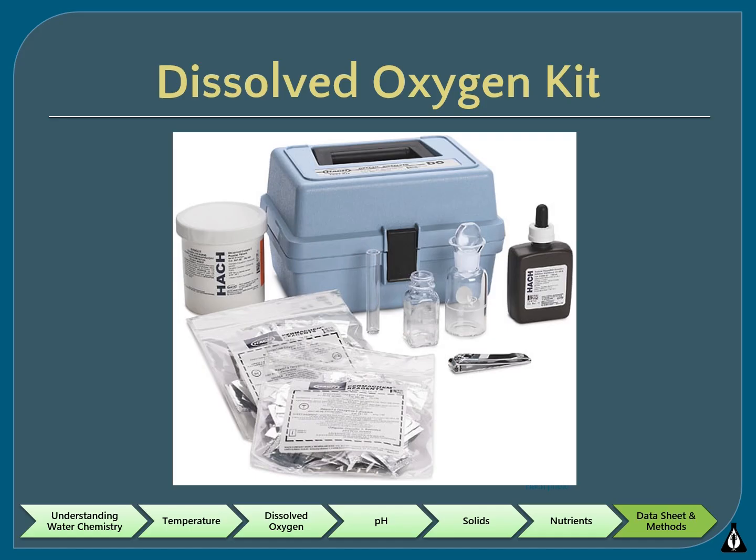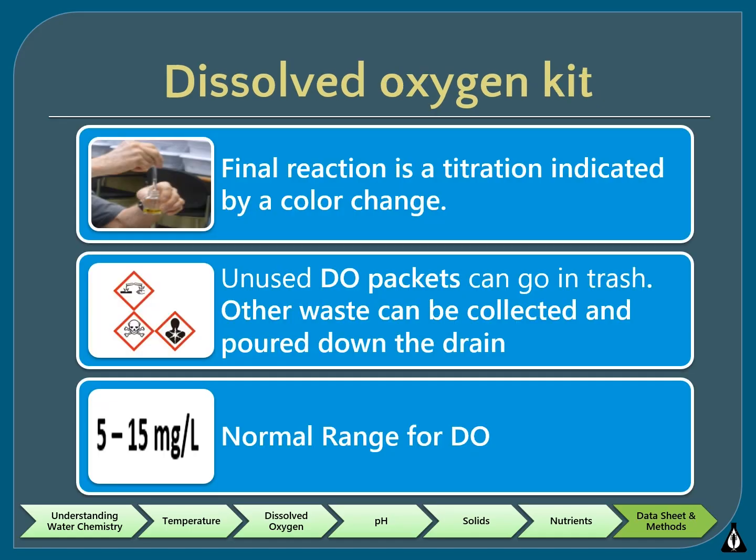For the dissolved oxygen kit, again, the final reading is a titration, so you're going to add a solution drop by drop to create a color change, and the amount of drops that you add is the amount of dissolved oxygen in milligrams per liter of that sample. The unused DO packets can go in the trash, otherwise the waste can be collected by the stream or discarded on the banks. And the normal range for dissolved oxygen, again, is between 5 and 15 milligrams per liter.